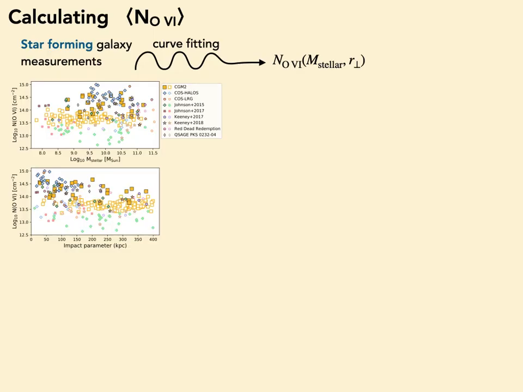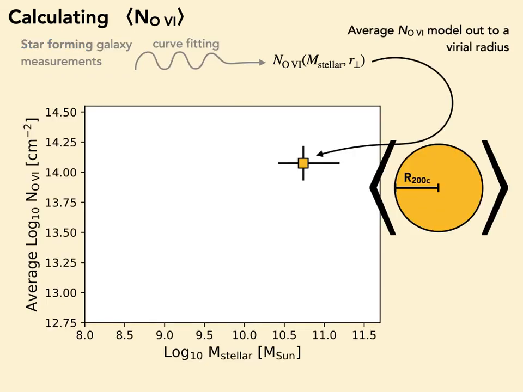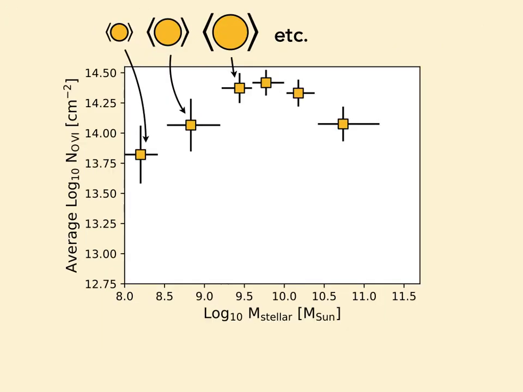To go from our heterogeneously selected data to these averages, we start with the star-forming galaxy subsample of our dataset and use curve fitting to produce a parametric description of the typical O6 column density as a function of host galaxy stellar mass and impact parameter. We then average this parametric description out to a virial radius, assuming the O6 distribution is spherically symmetric. We do this for 6 stellar mass bins, each of which is informed by at least 19 measurements.